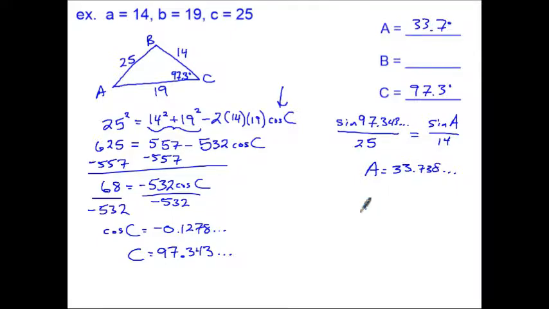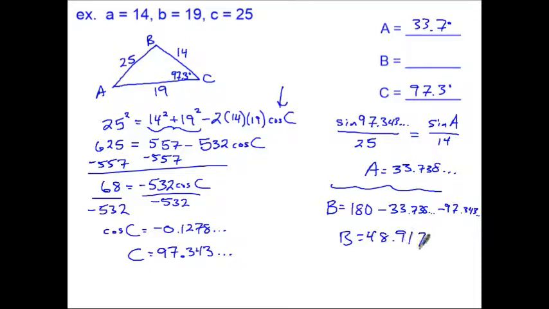And then, like I said a little bit ago, to get big B, all I got to do is take 180 minus the two we already found, so minus the 33.738 decimal, and then minus the 97.343, and that eventually gives us big B is 48.917, and after putting that in the proper rounded form, I get 48.9 degrees.